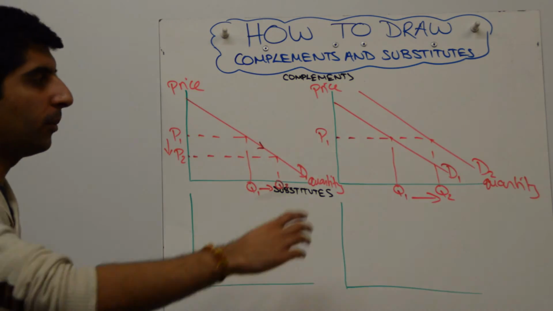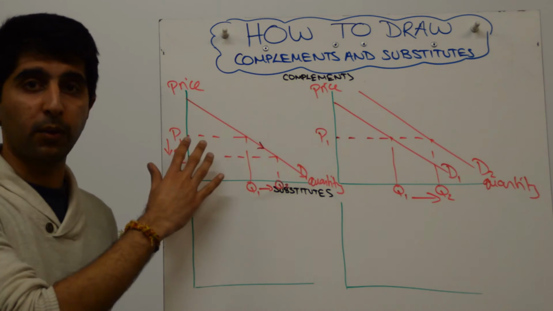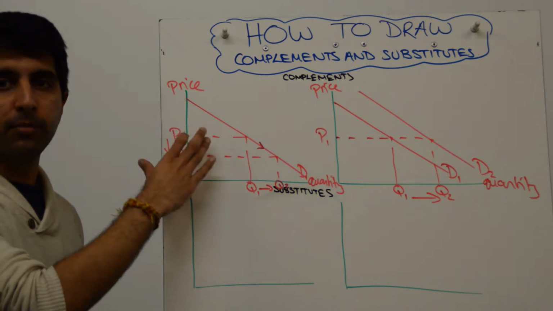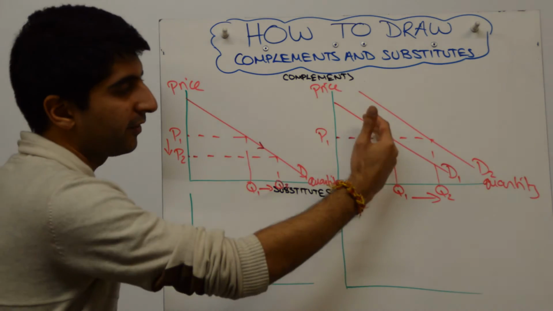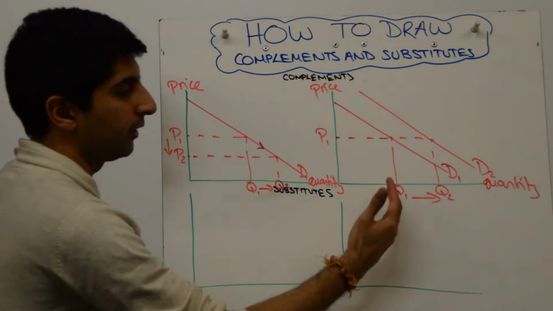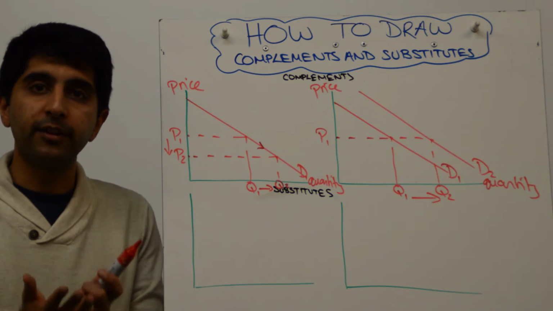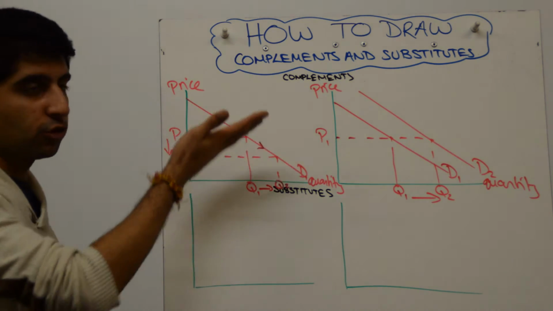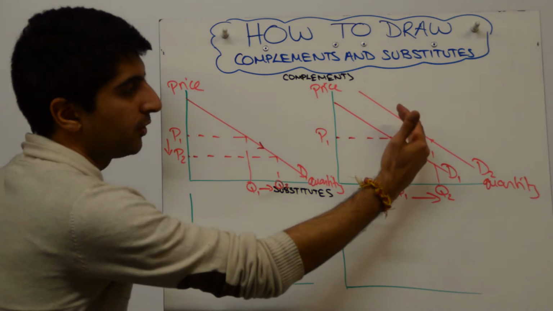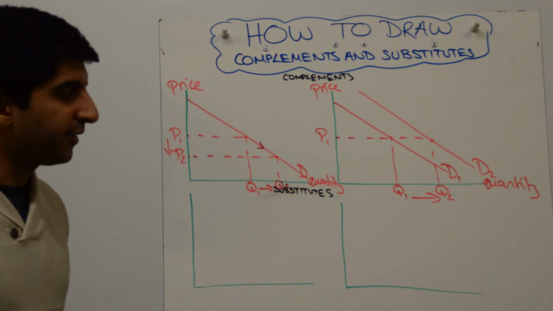So the price of this complement hasn't changed, it's the price of this one that has, and as a result of that complement falling in price, the demand for this one has shifted to the right, thus leading to an increase in quantity. Vice versa, if you want to show a rise in the price of a complement, you would show a contraction of demand, and you would show demand for the other complement shifting to the left.